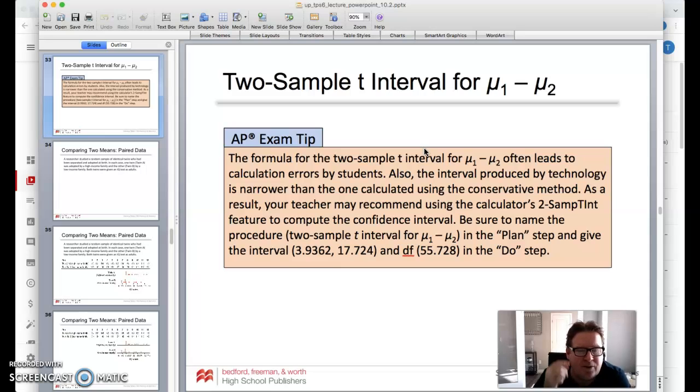So again, just some reminders: the formula for that often leads to errors. They're really pushing, saying, hey, probably a good idea to use that calculator. Just make sure you're writing down those keystrokes in that step, and make sure that you're listing those different things that come out of there.